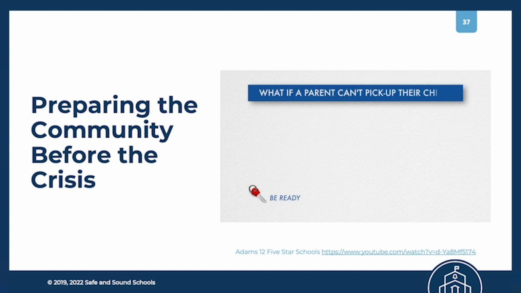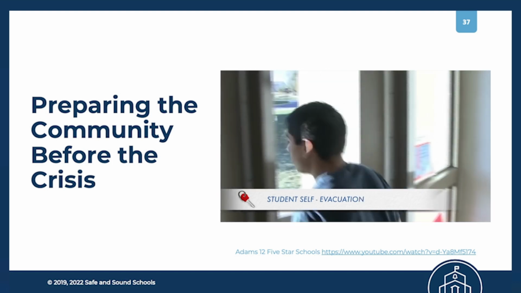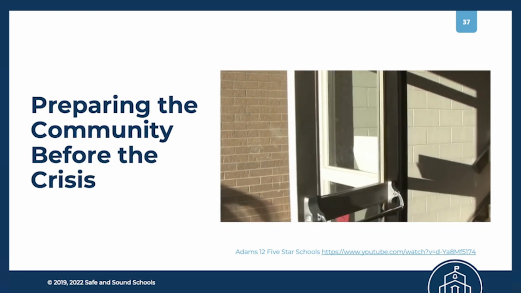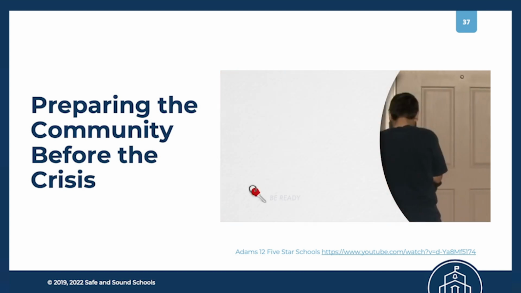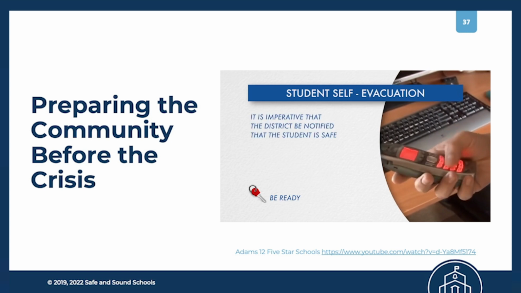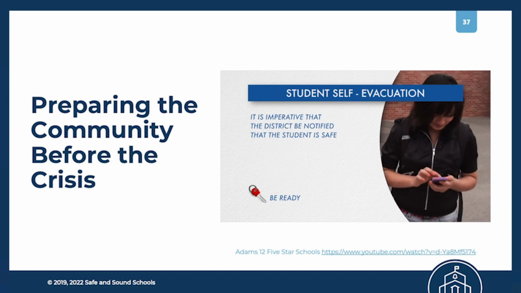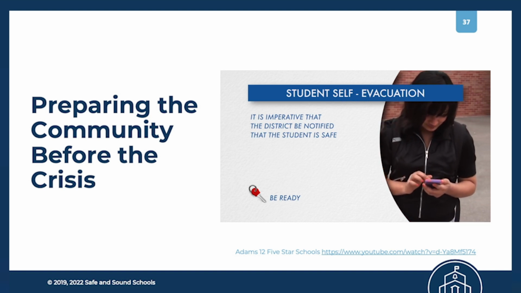What if a parent can't pick up their child? When a parent can't immediately go to the reunification site, the preference is to release students to those individuals who are identified as a student's emergency contact. Student self-evacuation. In some situations, students may evacuate themselves from the school. In this case, the student should notify their parent that they are safe. It is also imperative that the student or the parent notify the district. In this case, we may publicize a special phone number for this purpose.